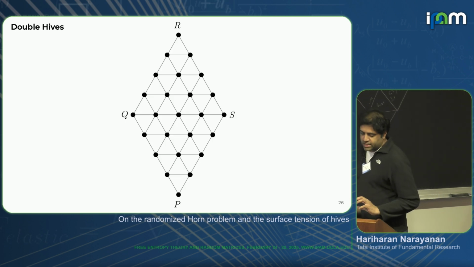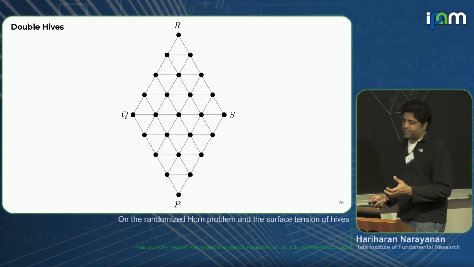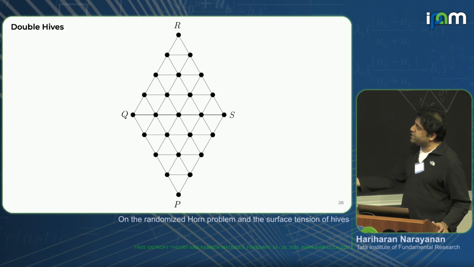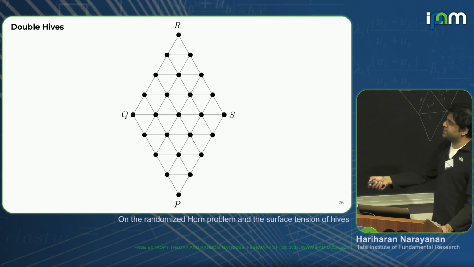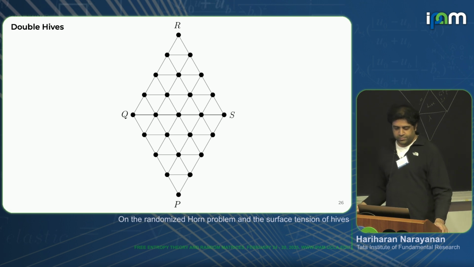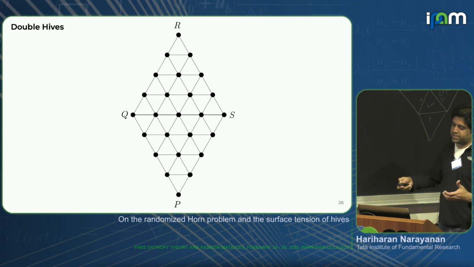What we'll be doing is taking double hives. These double hives are basically two hives pasted together, but the rhombus inequalities don't need to be satisfied on the rhombi that straddle the equator. All other rhombi have to satisfy the rhombus inequalities, but the ones that straddle the equator don't have to. That's what we call a double hive. It's basically just two hives pasted together which agree on the boundary.